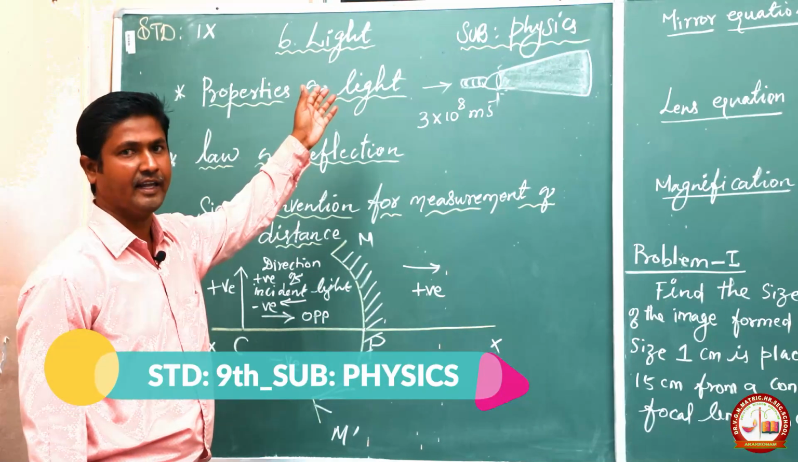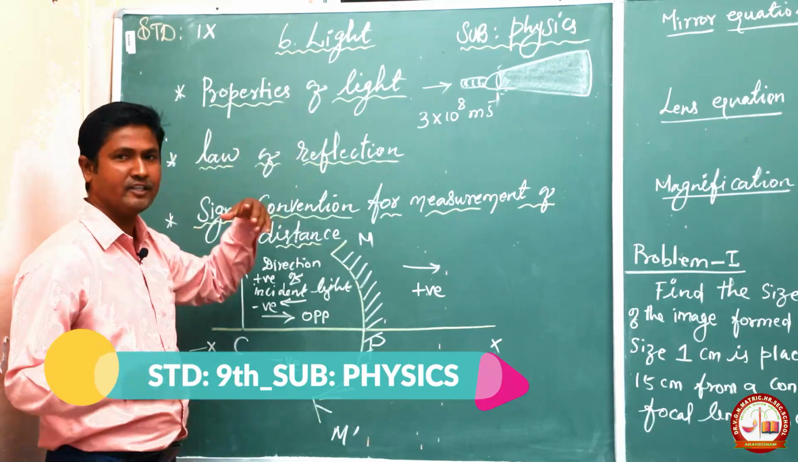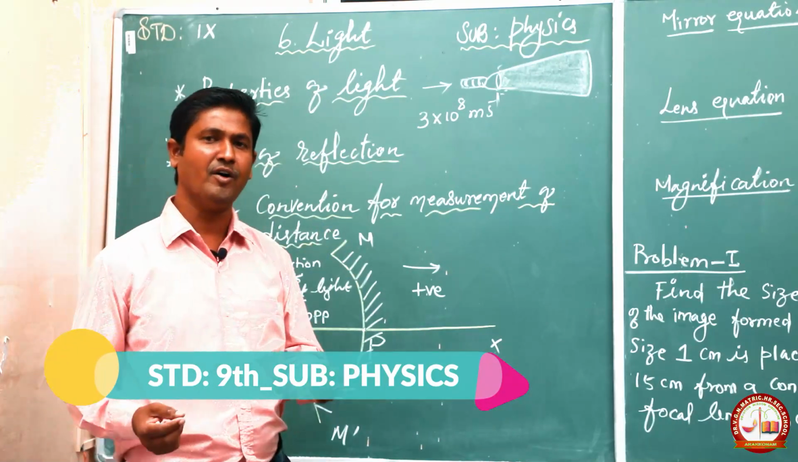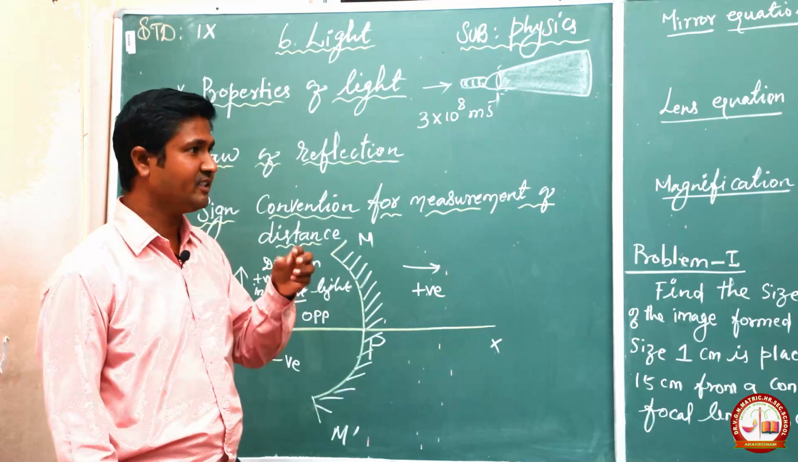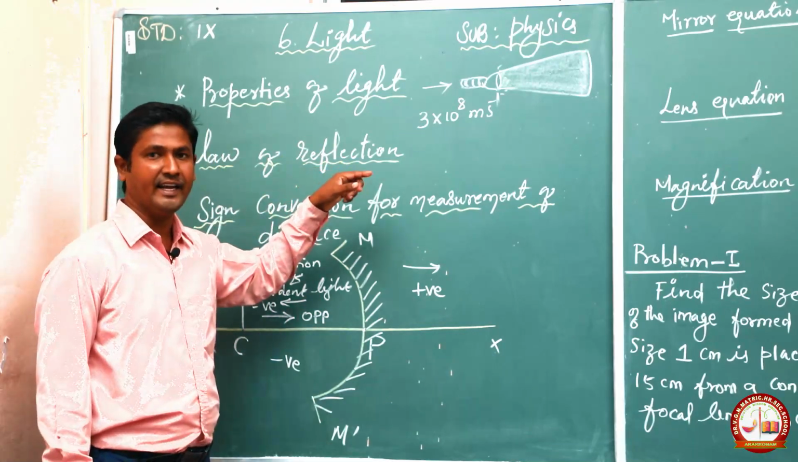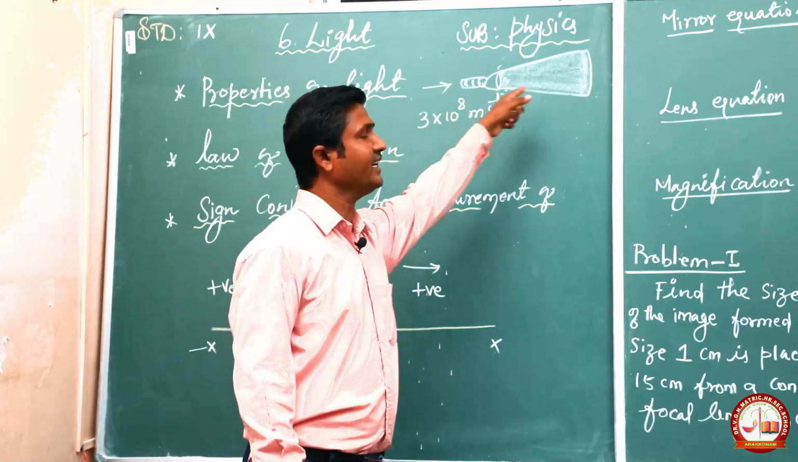Unit 6 is light. The lesson name is light. What is meant by light? Light is a form of energy. What are the properties of light? Light travels in a straight line.